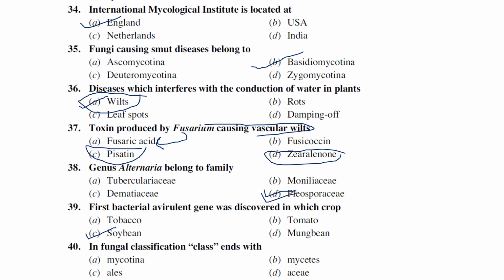In fungal classification, class ends with what? In fungal classification, there is a hierarchy, right? Generally, in hierarchical classification, phylum ends with Mycota. Class always ends with Mycetes. Order always ends with ales. So such kinds of things will be there.